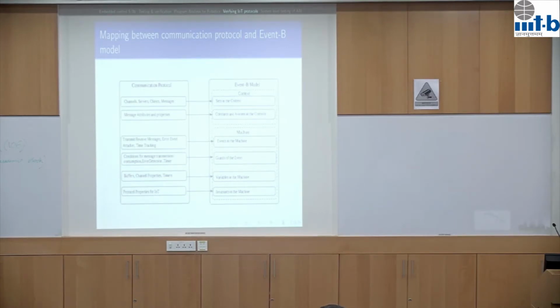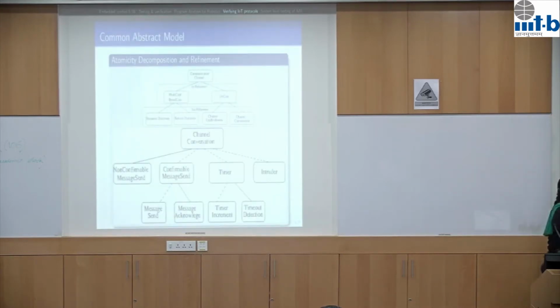What are the timers? So for us, these are the models: events, guards, variables, invariants. That's how we model them in Event-B. So these just tell you how we model. For example, a communication channel, we say, is either multicast or unicast. If it's multicast, then it can support resource discovery, service discovery. If it's unicast, then it supports channel establishment and conversation in the channel. Conversation in the channel could be because there's a timer, because there's an intruder, or these are normal message exchanges. So we go on extending features like this.